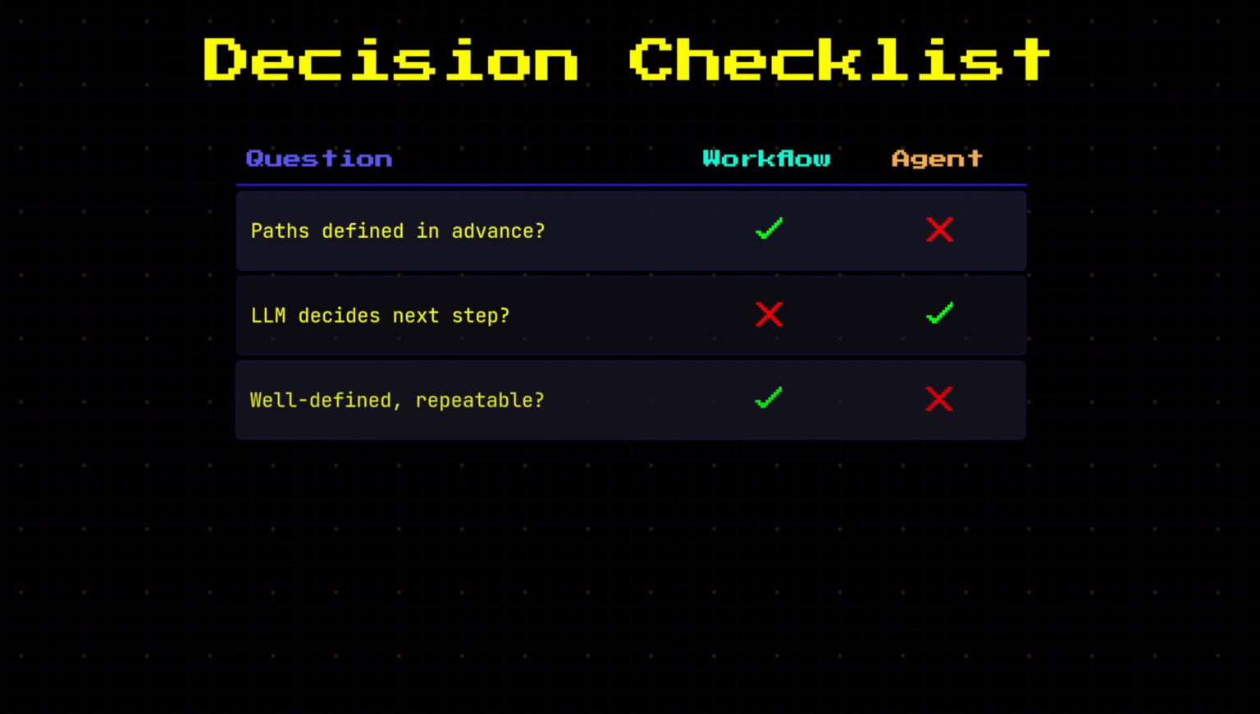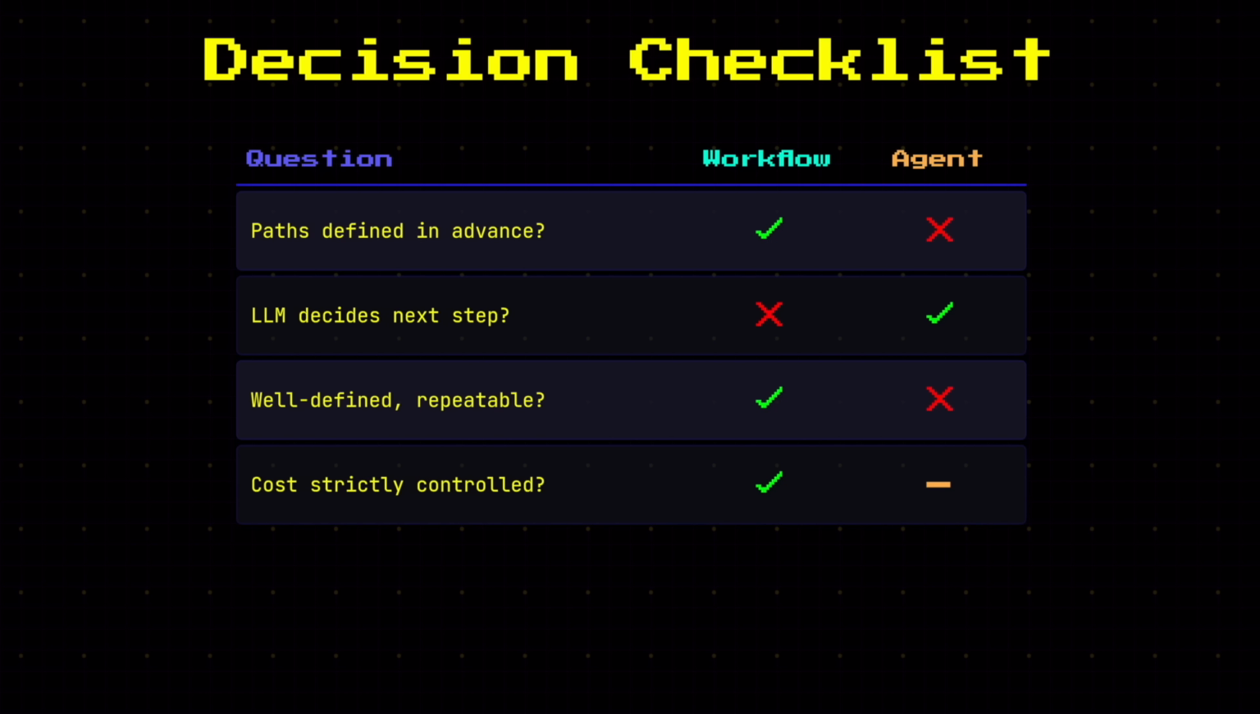Third, is this a well-defined, repeatable task? If yes, choose workflow. If no, choose agent. Fourth, does cost need to be strictly controlled? If yes, choose workflow, or at least add guardrails to the agent. Answer these 4 questions and you'll know which tool to build.